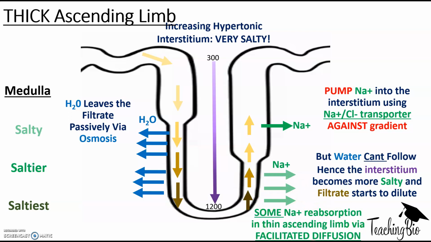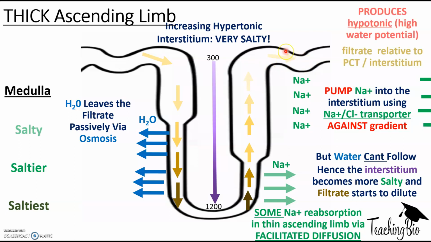So that could move by facilitated diffusion without ATP because it's not going against a gradient here. But at this point, there's a lot more salt there now, so it has to use ATP. So we're going to pump out the sodium against the gradient. And as the sodium leaves, the water can't follow it because remember the ascending limb is impermeable to water. So the water starts becoming dilute. And we move along, and now it's very dilute.